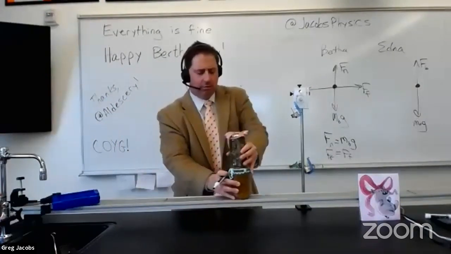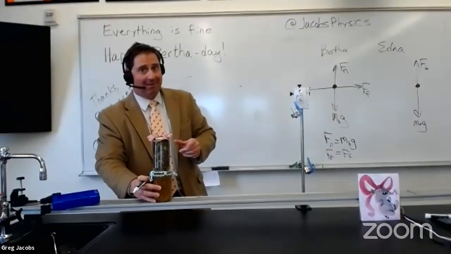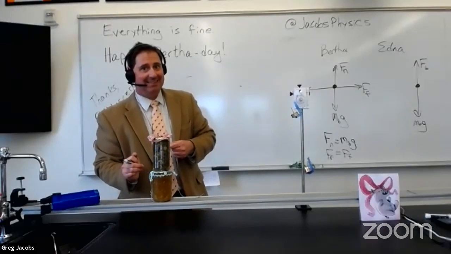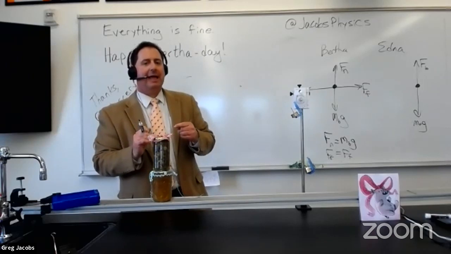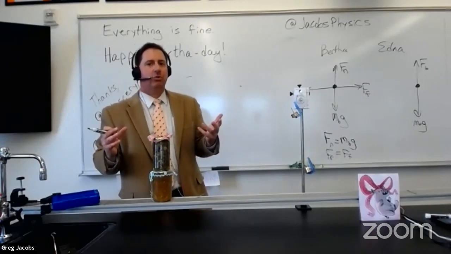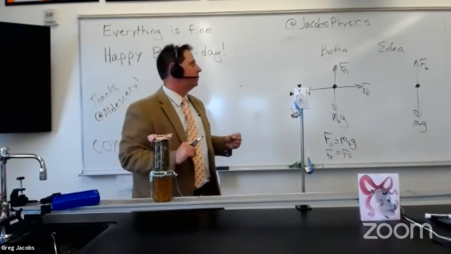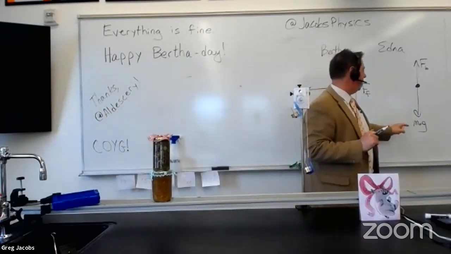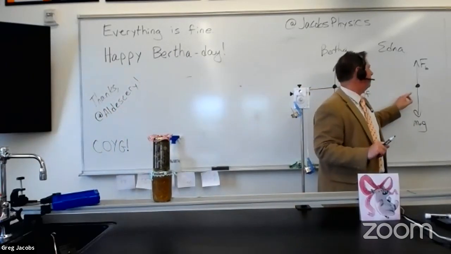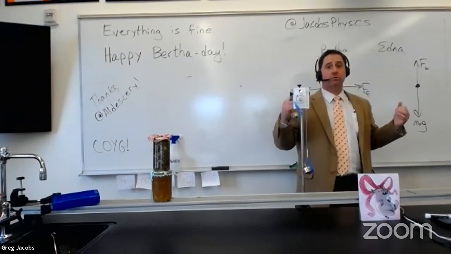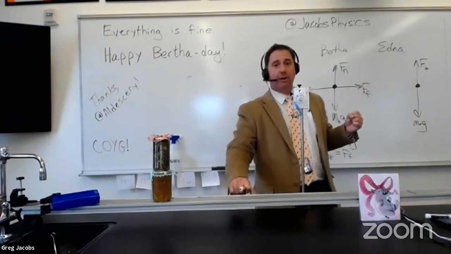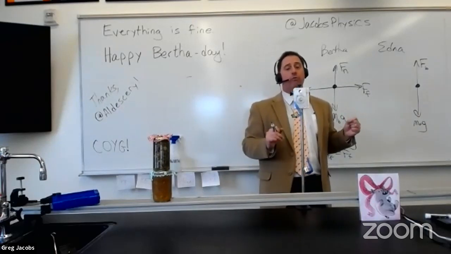Let's do it again. I ain't touching Edna. I'm only pulling on Bertha. Edna does not have any external object touching her other than Bertha. So the only forces she feels are the force of the earth pulling her down and the force of Bertha pushing her up. Since I'm not touching her, there is no force of Greg. Since she's not touching the track, there is no force of the track on her, so no friction force.